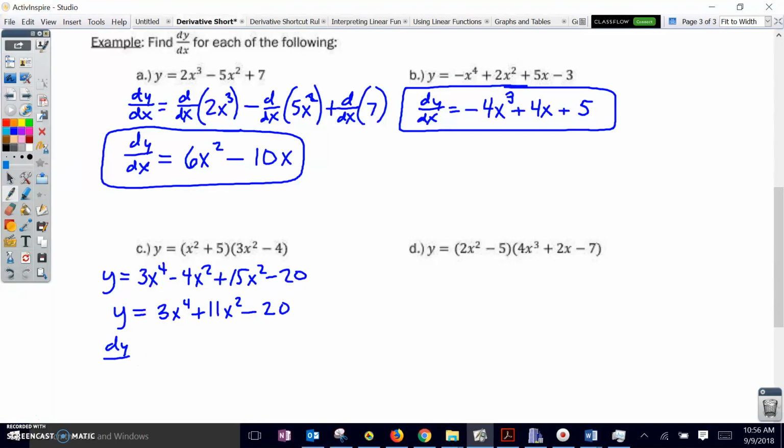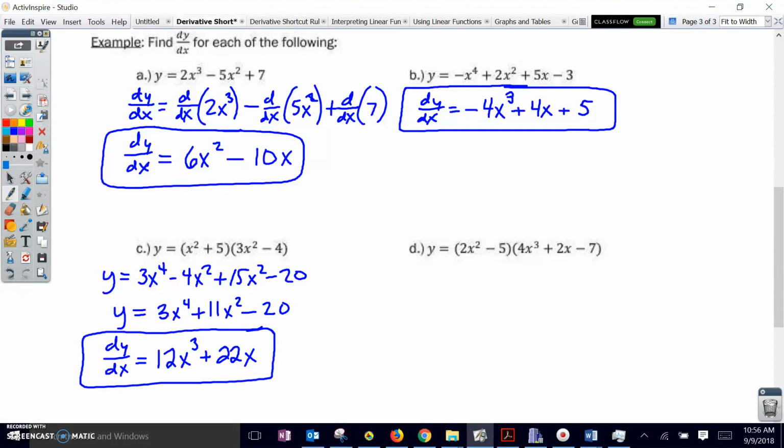And now I can take the derivative of those term by term. Derivative of 3x to the fourth is going to be 12x to the third, 3 times the derivative of x to the fourth. The derivative of 11x squared is going to be 22x, and the derivative of minus 20 is going to be 0. And so there's the derivative of my original function that I have there.